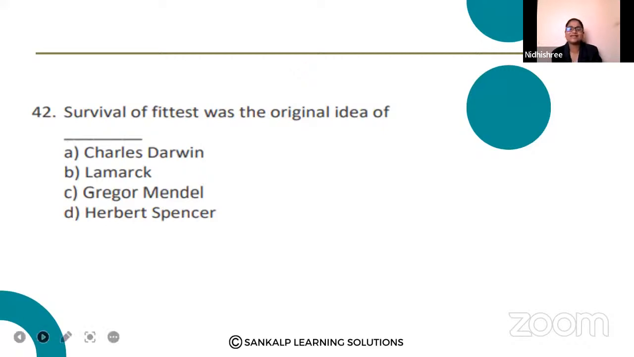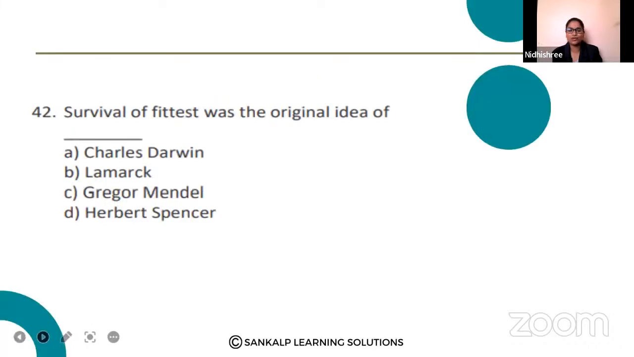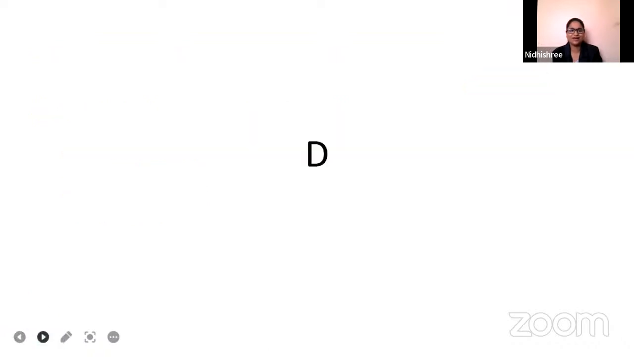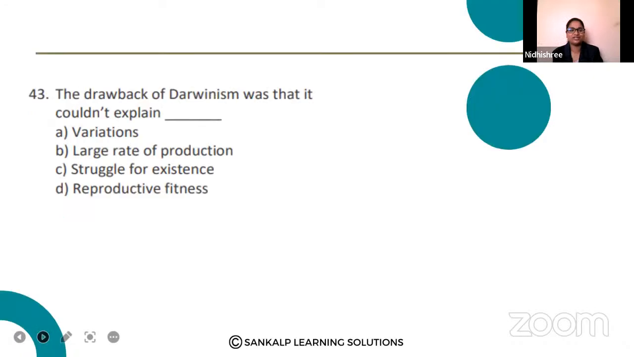This will be answered correctly by the students who read the textbook of this chapter without missing a sentence. Let us check option D. I think only Lohit answered it. Option D, Herbert Spencer is the right answer, guys. He first stated it, and Charles Darwin continued it. Okay? 43rd question. The drawback of Darwinism was that it could not explain: option A, variation; option B, large rate of reproduction; option C, struggle for existence; option D, reproductive fitness.